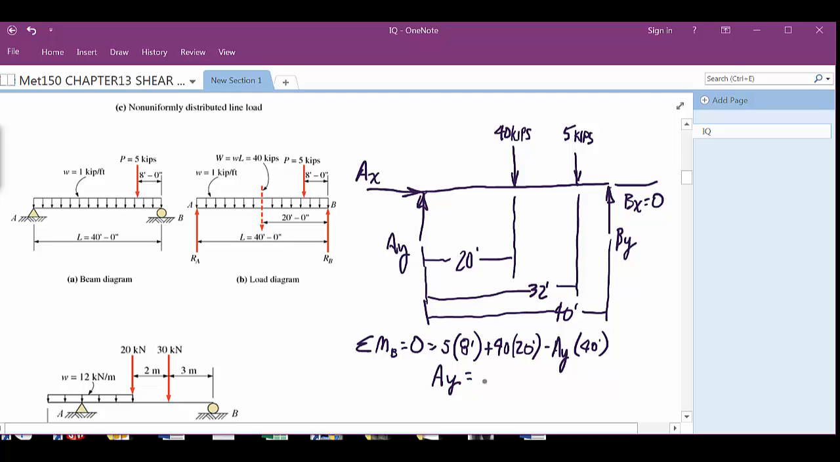Divided by 4 would be 210 maybe? 21? I'll fix it. 21.0. How's that? A little recovery. And it is going up, right? And that would be kips.